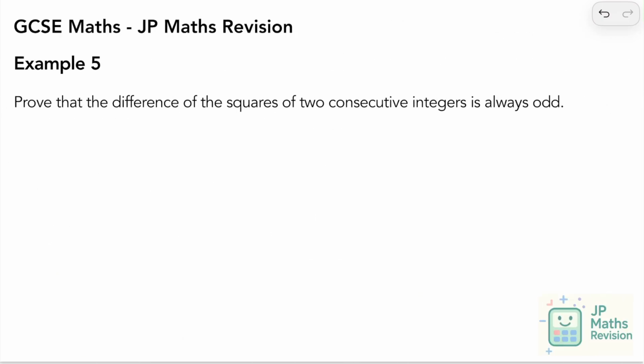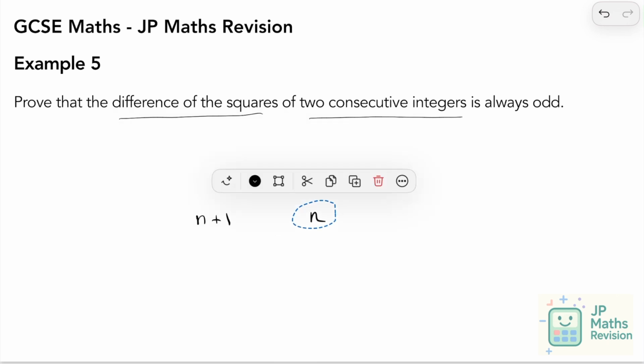Here's another example. So we want to prove that the difference of the squares of two consecutive integers is odd. So again, I'm going to define my two consecutive integers, so I'm going to have n and n plus 1. But I'm finding the difference of the squares. So I'm going to subtract the square of the larger one from the square of the smaller one. So I'm actually going to do n plus 1, take away n, and I'm going to square both of them.